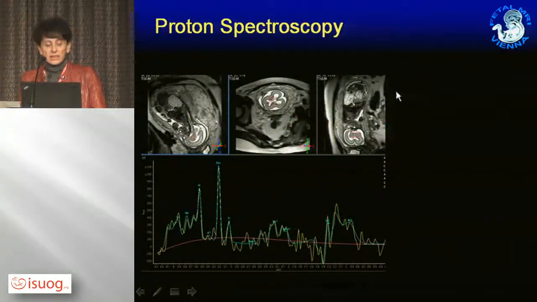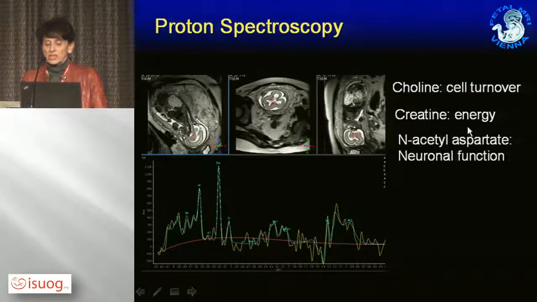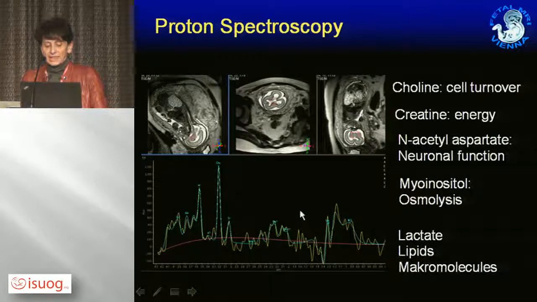And then we applied proton spectroscopy. I will go shortly what we see. We see some peaks, and we have to interpret the peaks. We cannot choose what we want to see. We get some peaks. Choline is the measure for cell turnover, creatine here for energy supply, NAA for neuronal function, a marker, myoinositol is a marker of osmolysis, and then there may be peaks in these regions that may be lactate, lipids, or macromolecules.